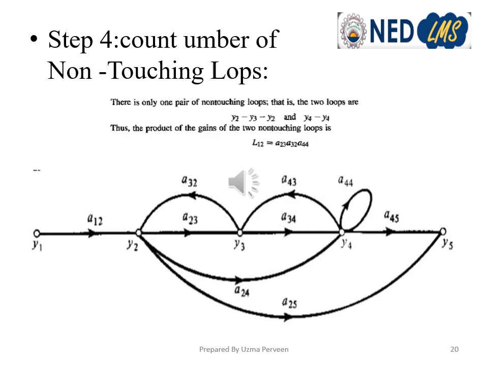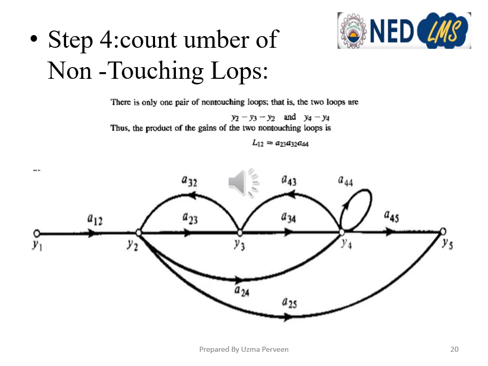Now after calculating the number of single loops, we'll see the number of two non-touching loops, and then the number of three non-touching loops, and then the number of four non-touching loops, if they exist in the signal flow graph. To calculate the value of del, please keep in mind that we are going to calculate loops here. So we have already calculated single loops. Now we'll see the number of non-touching loops.